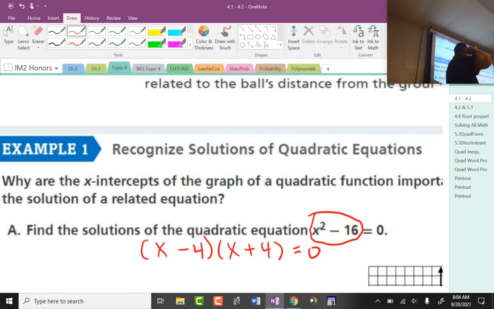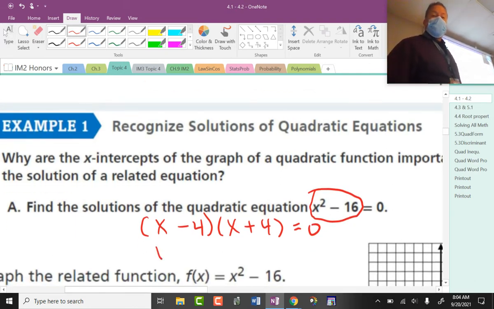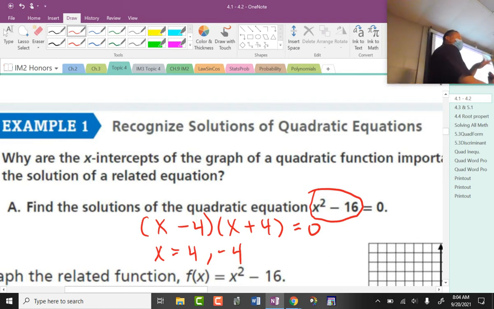3, 2, 1, go. 4, comma, say it. 4, comma, 0. 0 for y, 0 for the output. We can think of y as on the other side there. And then what's that one? 3, 2, 1, go. Negative 4, 0. But those are also the solutions to this equation. x equals 4 and negative 4 because they make the equation true. All right, and that's what it means to be a solution to an equation.